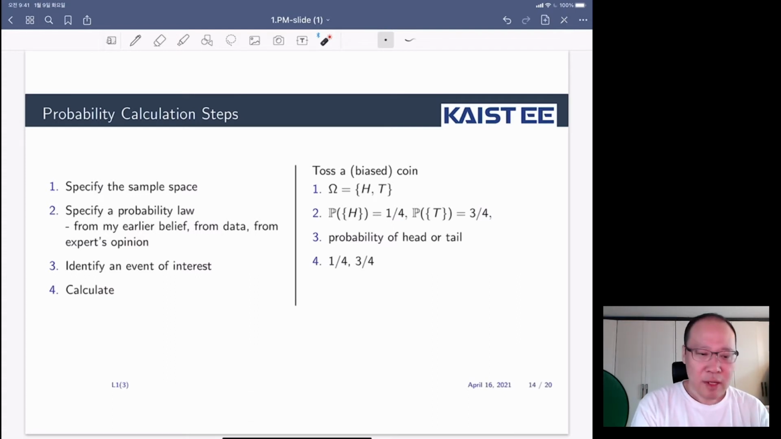Okay. Now identify an event of interest that you want to look at. Here in this case, for example, I'm interested in the probability of head or the probability of tail. It's simple. For example, if you roll a die, then you might be interested in what is the probability of having even numbers or odd numbers. So if you identified an event of interest, then now you're good to go and calculate the probability. So those are the probability calculation steps.